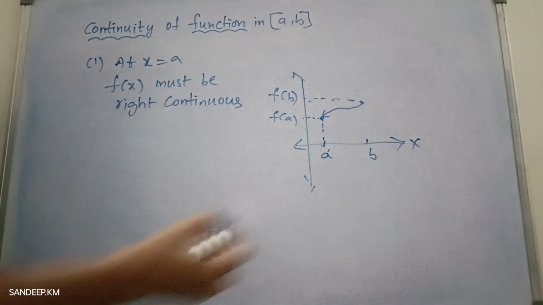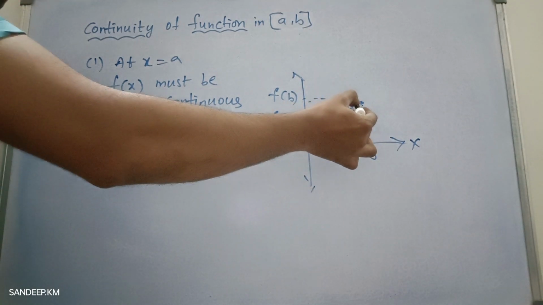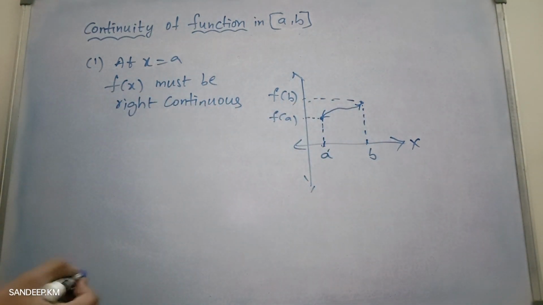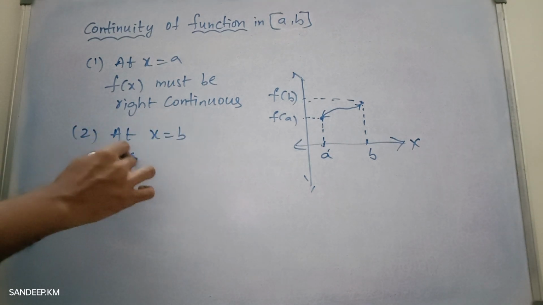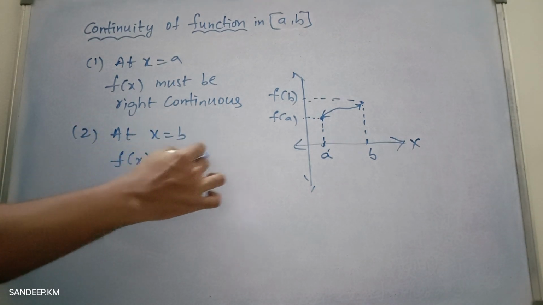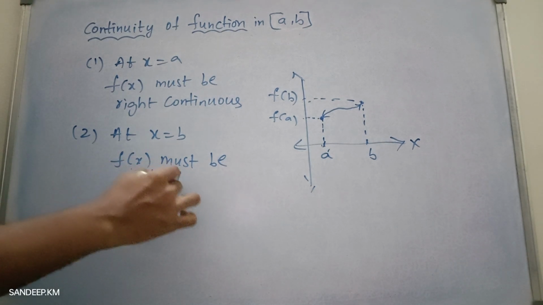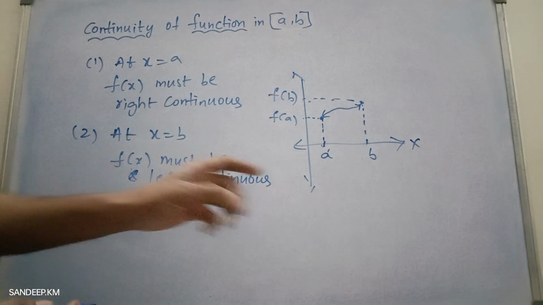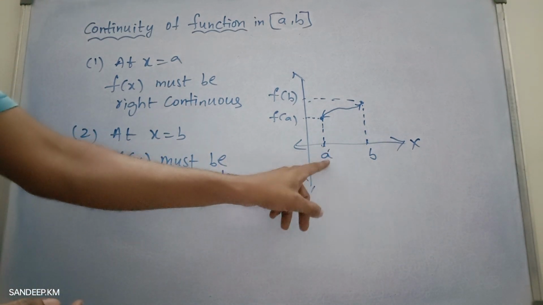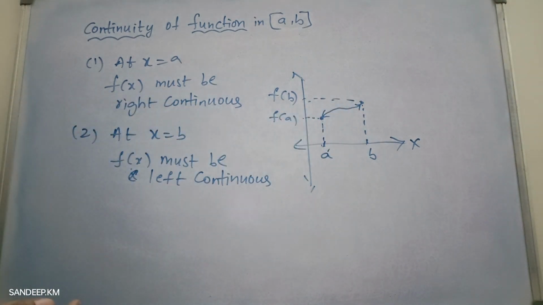That is the first condition. And the second condition is that at x is equal to b, the value of the function must be equal to its left hand limit, which means at x is equal to b, f of x must be left continuous. We have checked only at the endpoints now. At x is equal to a, it should be right continuous. At x is equal to b, it should be left continuous.